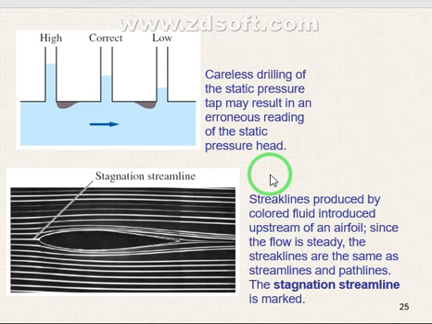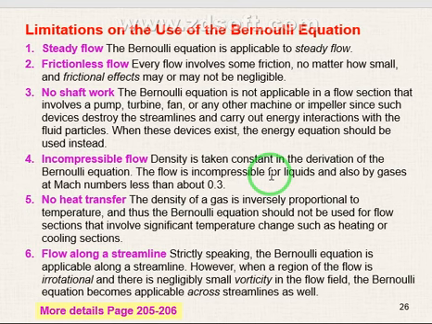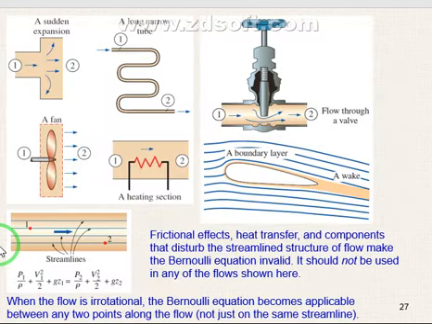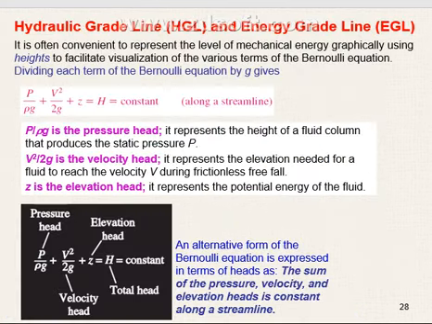Some details about the stagnation streamline. Here there is a limitation on the use of the Bernoulli equation: steady flow, frictionless flow, no shaft work, incompressible flow, no heat transfer. Flow through a long streamline is not applicable for the Bernoulli equation. You need to understand this as well. This figure represents some of the cases that limit the use of the Bernoulli equation.